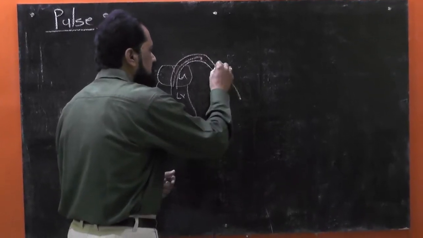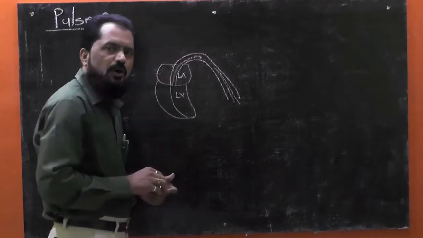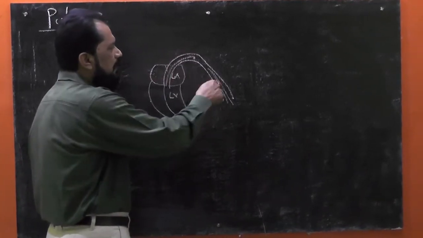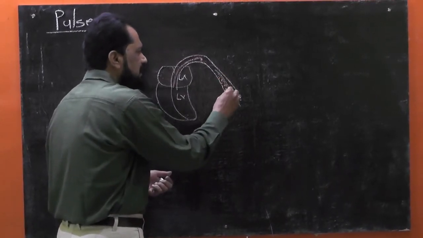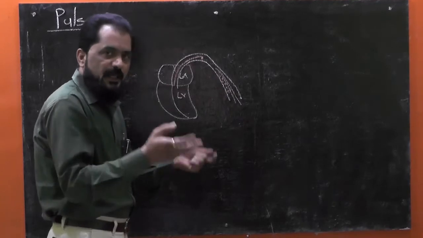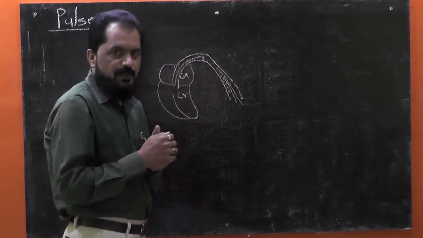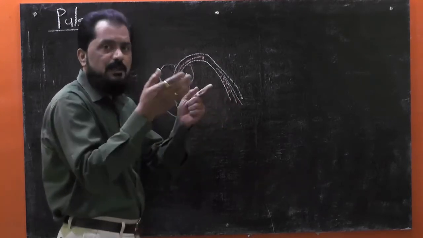Consider here are the arteries formed by the division of aorta. So whenever the blood is forcefully pumped into the arteries, these arteries already contain some blood and therefore the arteries undergo expansion. Arteries expand to receive the incoming blood.